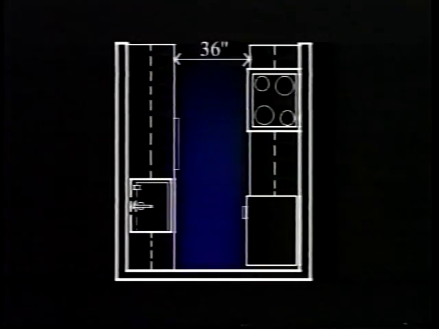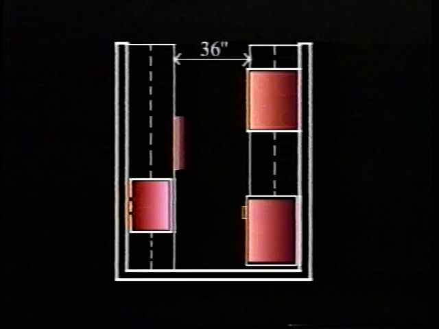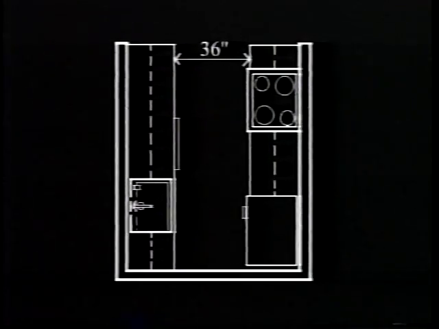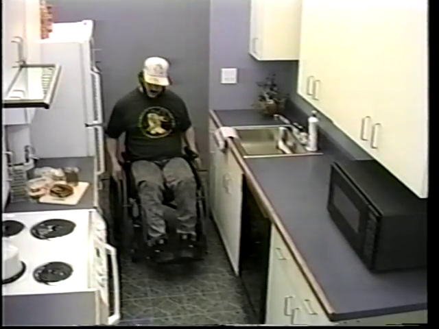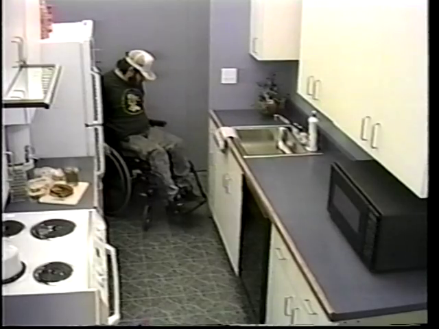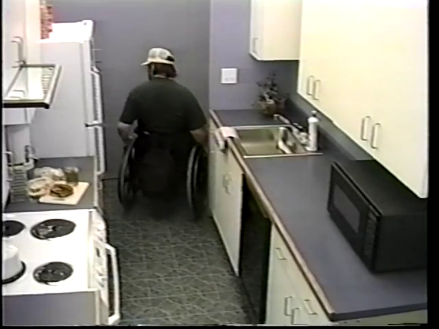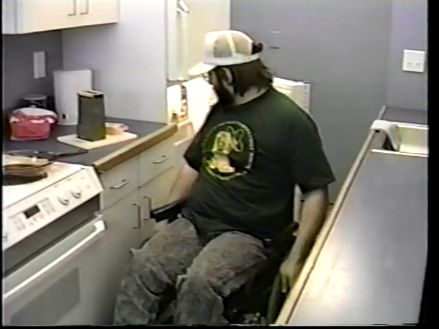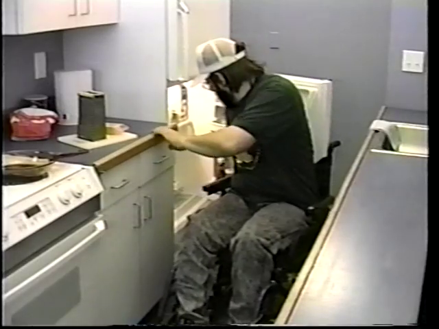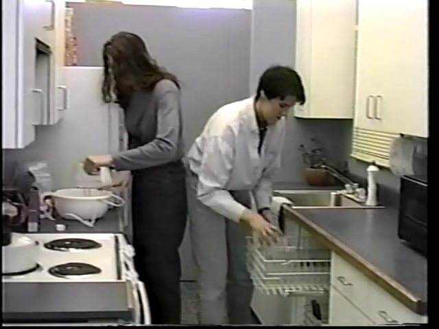With only 36 inches between the two counters, the clear space in front of each fixture is reduced to a bare minimum. Fixtures and appliances are very close together. This creates conflicts between workers and limited access to work areas. Turning a wheelchair in this kitchen is impossible. The limited aisle space restricts access to appliances. People with disabilities aren't the only ones who find this design difficult to use.